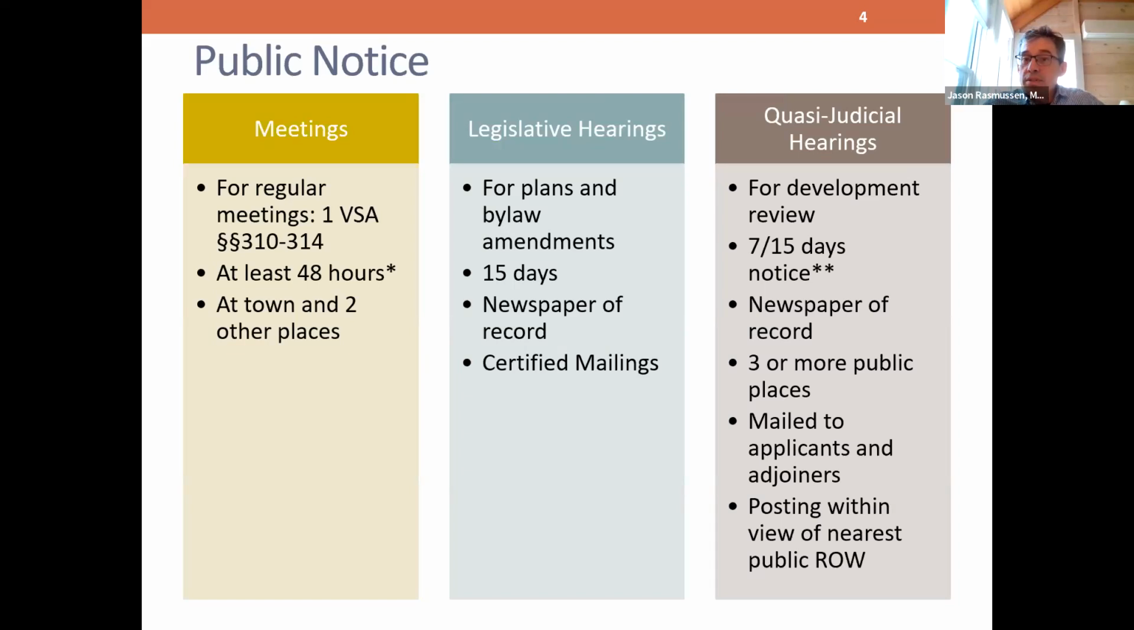So you need to have public notice for all of these things. Again, the whole spirit of this is people need to know when this stuff is happening, where they can go to understand what the decision-making process is and learn what's going on and chime in on it. So for regular meetings, the reference there is 1 VSA section 310 and so forth. That's the open meeting law section, and we'll talk more about that later. Under that, you're required to do these notices. For meetings, you have to notice it 48 hours, basically 2 days in advance. And you have to post the notice in the town office usually, and 2 other places.